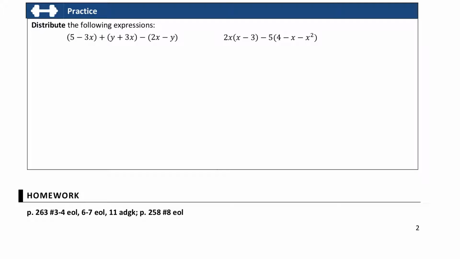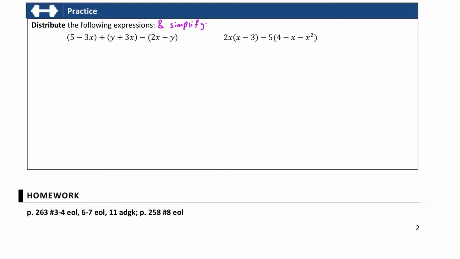Now, let's distribute the following expression and simplify it as much as possible. So, and simplify. Let's add that to the question. So, in the first question, I have 5 minus 3x plus y plus 3x minus, brackets, 2x minus y. So, I have to use a distributive property.